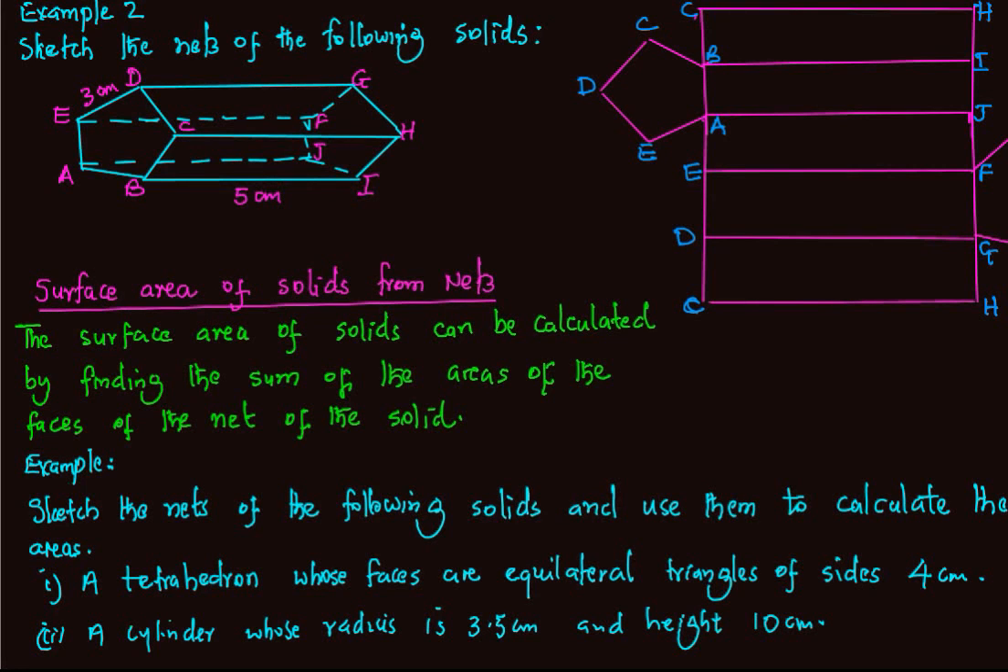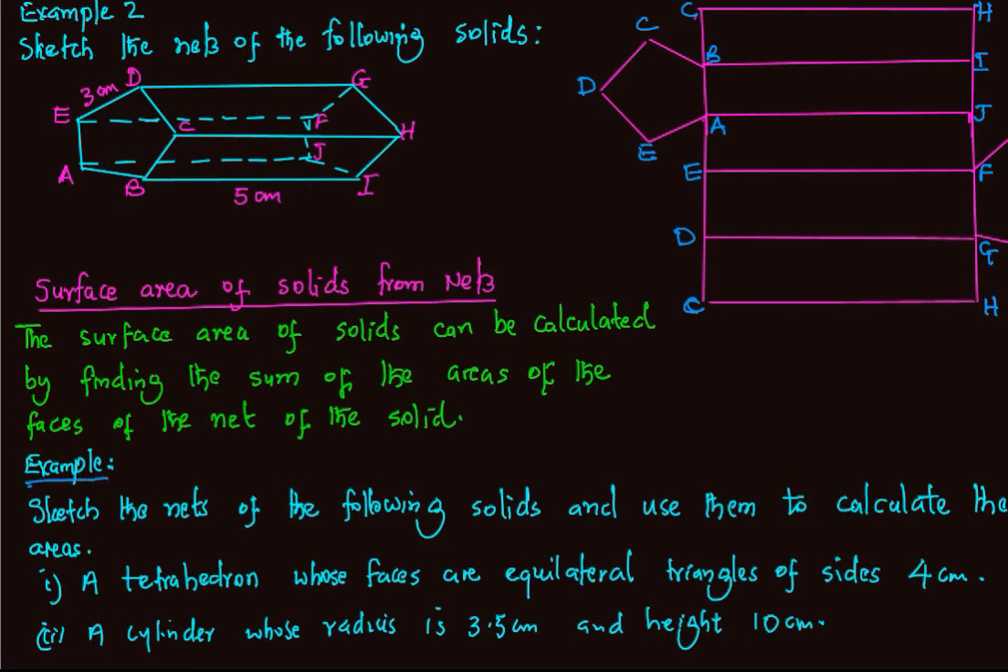From the nets of the solids, we can always get their surface areas. So let's look at surface area of solids from nets. Now, to calculate the surface area of solids from nets, we will find the areas of the individual faces and sum them. So the sum of the areas of the faces of the net of the solid gives us the surface area of that solid.